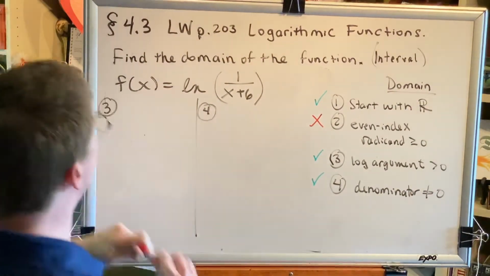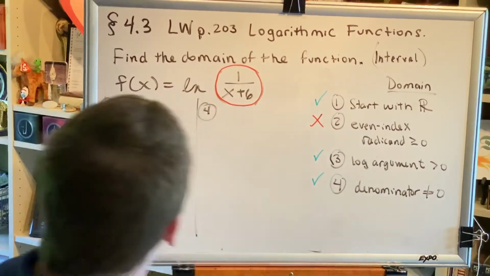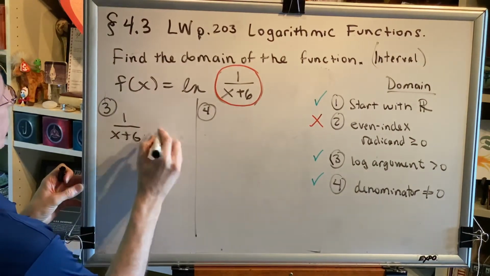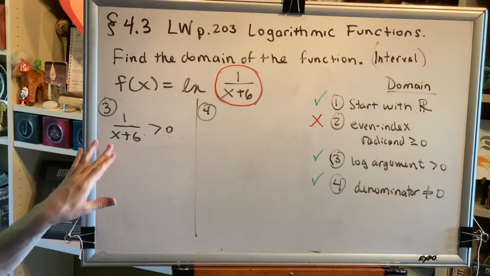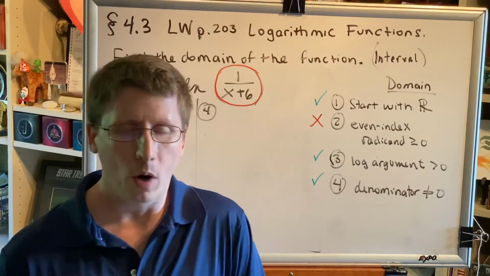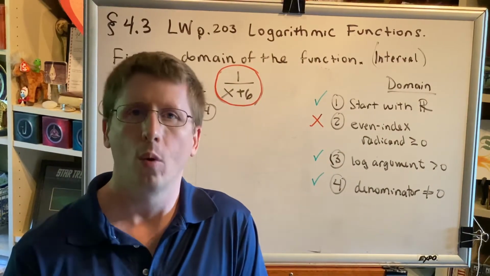Well, this entire fraction is our log argument. So what that tells me is that 1 over x plus 6 has to be greater than 0. Now here's the way we're going to solve this inequality. We're going to look at all of the parts of this statement and we're going to label them as being either positive, negative, or 0.